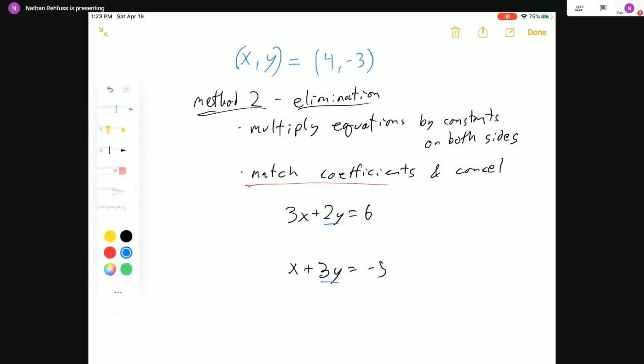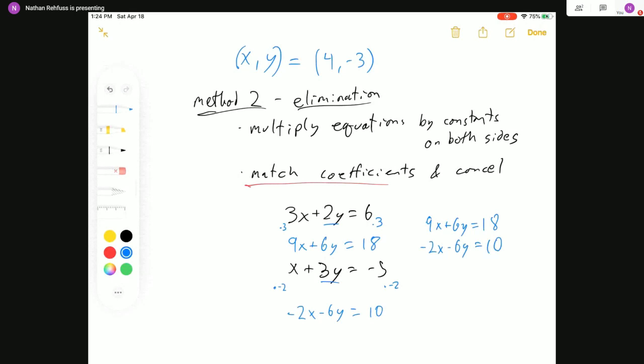Here's what I'm going to do. I'm going to multiply both sides of this first equation by 3. Remember to distribute that 3 on the left side, so it's going to say 9x plus 6y equals 18. And this second equation, I'm going to multiply both sides by -2. And again, remember to distribute that on the left. That's going to say -2x minus 6y equals 10. And this minus 6y is what I wanted. Because if I put these two equations together, 9x plus 6y equals 18, and -2x minus 6y equals 10.